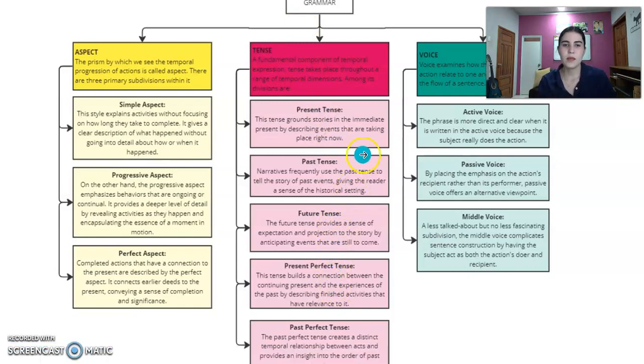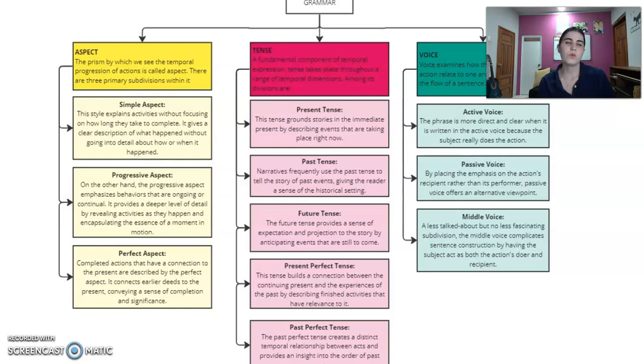The past tense narrates the past to tell us the story of past events, giving the reader a sense of history. Then we have the future tense. The future tense provides a sense of expectation or projection about actions or events that we know are still to come. Then we have the present perfect tense.